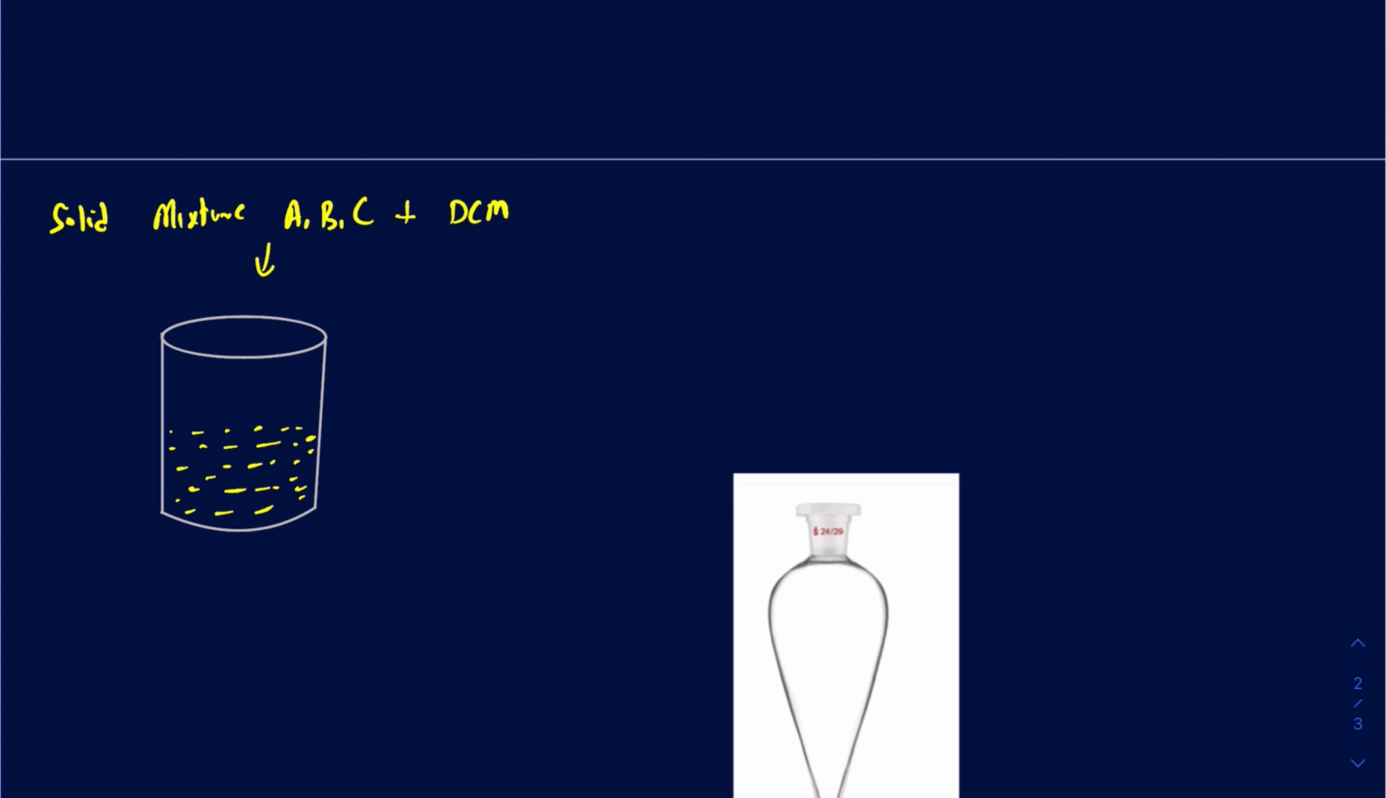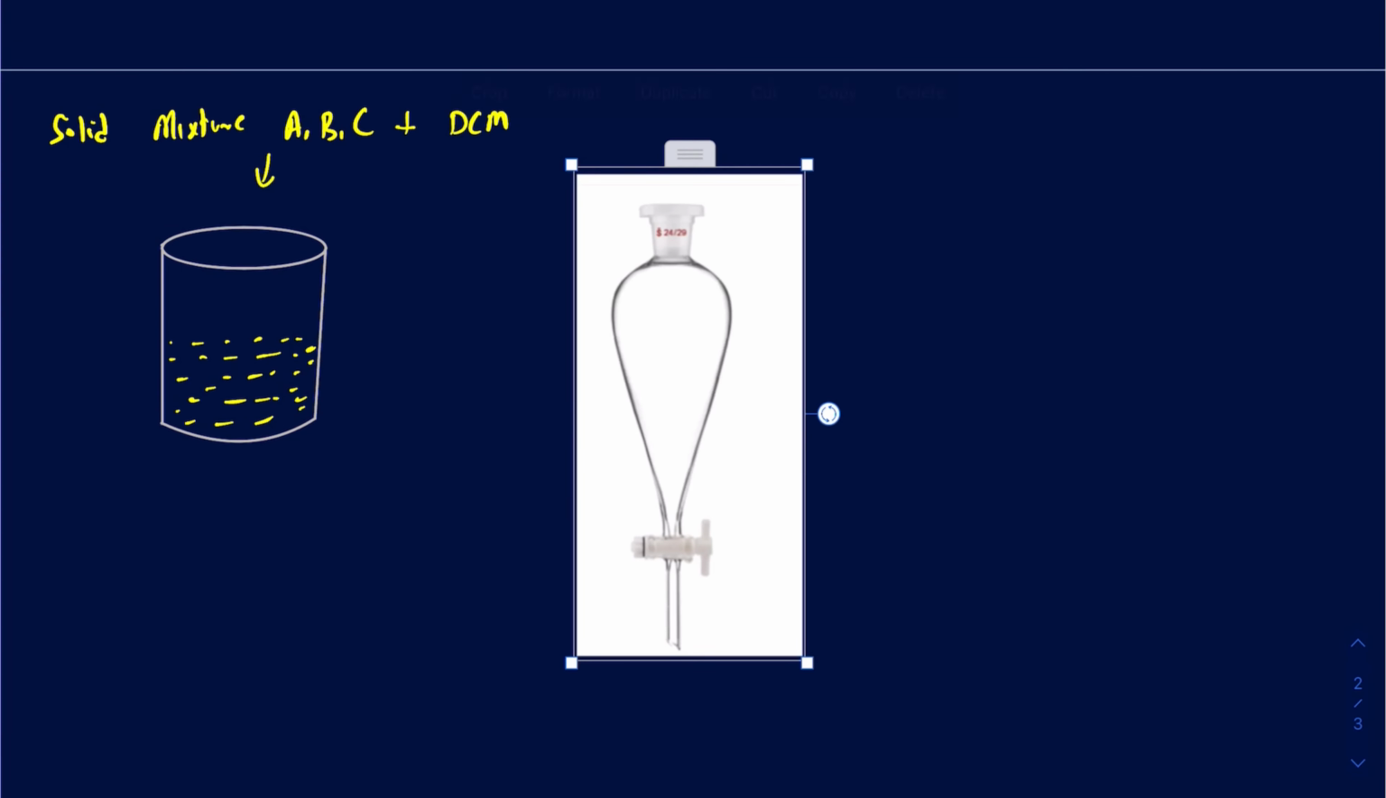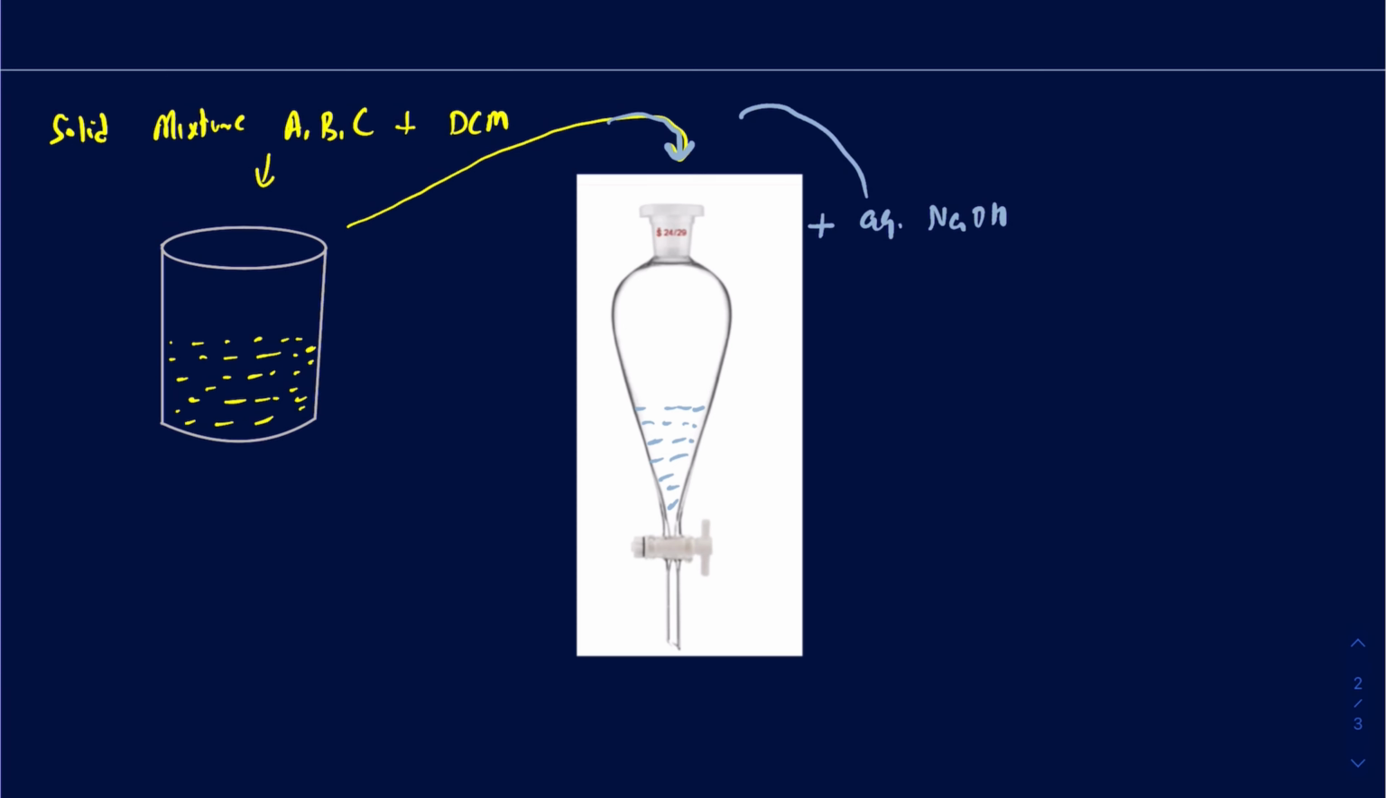until they dissolve. So once everything is dissolved, I want to go ahead and transfer that into this sep funnel. So I want to have this methylene chloride transferred onto this sep funnel here. So suppose this is your dichloromethane that has been transferred onto here. And then, first of all, I want to go ahead and add aqueous NaOH to it.